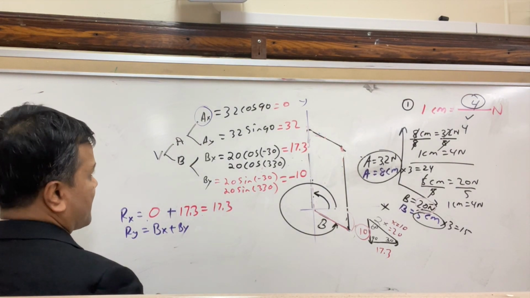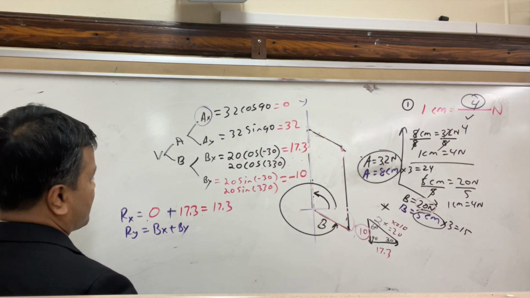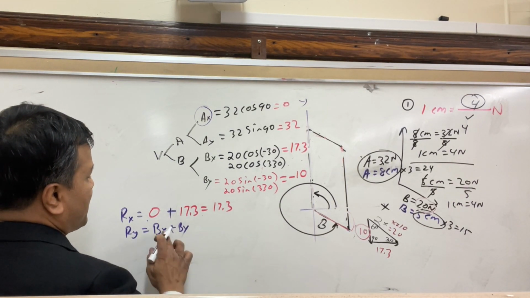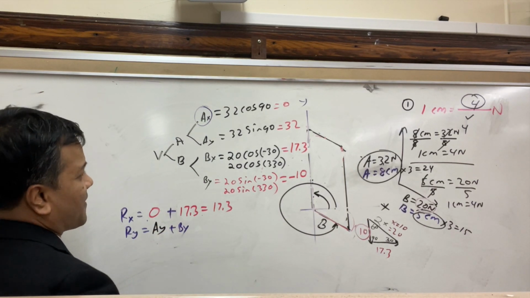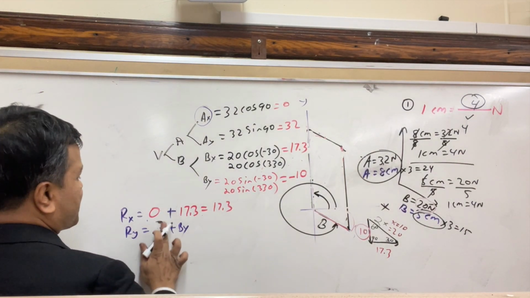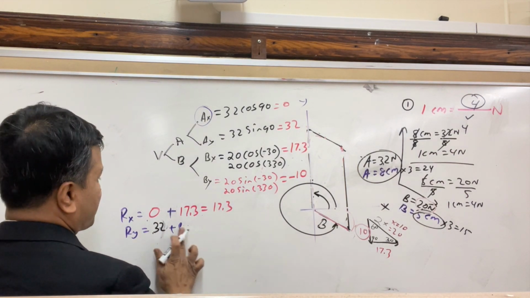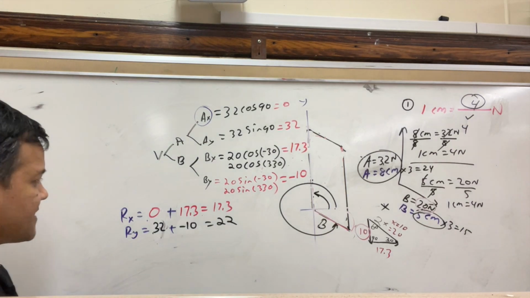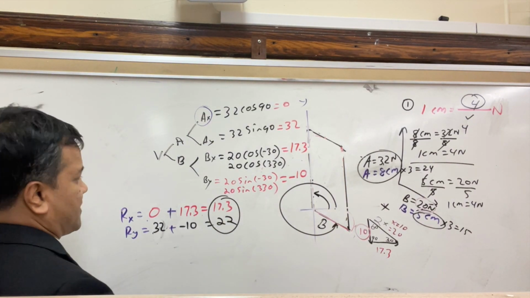Bx is 7. What is it? By. Ay. What is your Ay? Ay is 32. What is your By? By is negative 10, which is 22. All right, excellent. So now you know everything.